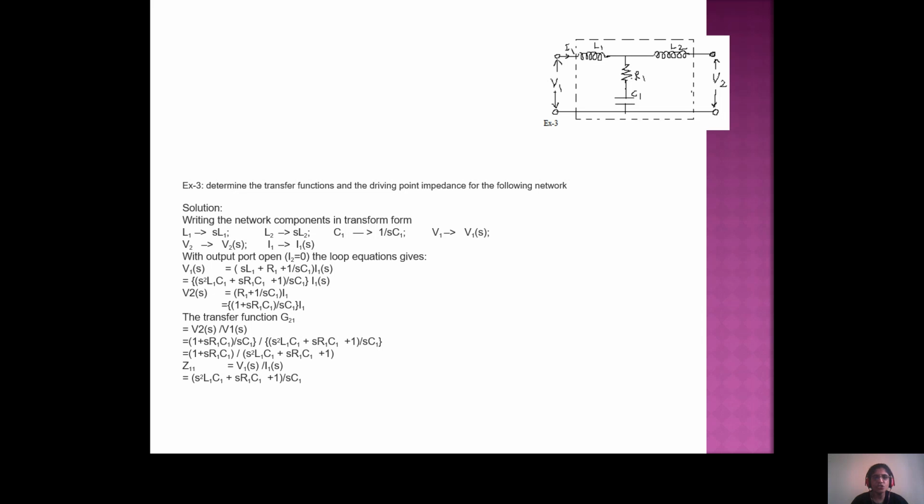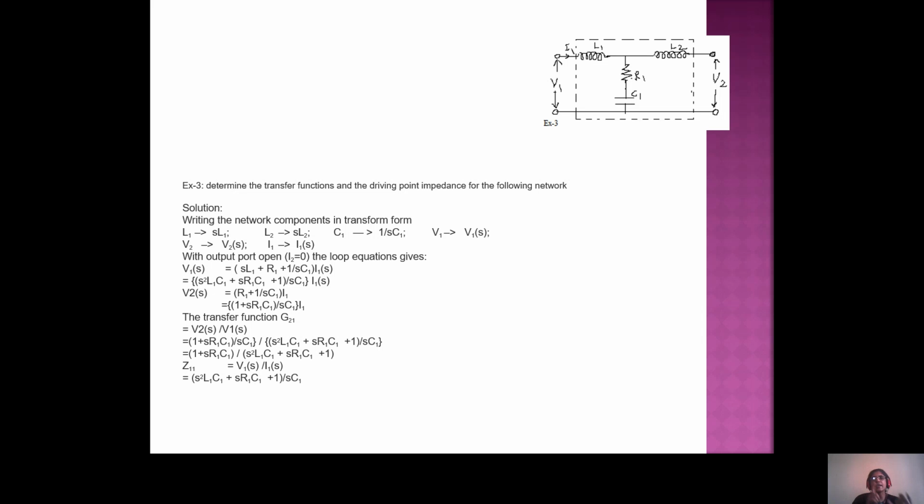So the transfer function G21 is equal to V2 of S by V1 of S. That is 1 plus S R1 C1 by S C1, divided by S square L1 C1 plus S R1 C1 plus 1 by S C1. So that is equal to 1 plus S R1 C1 by S square L1 C1 plus S into R1 C1 plus 1. And Z11 is equal to V1 of S by I1 of S, so we get S square L1 C1 plus S R1 C1 plus 1 by SC1.